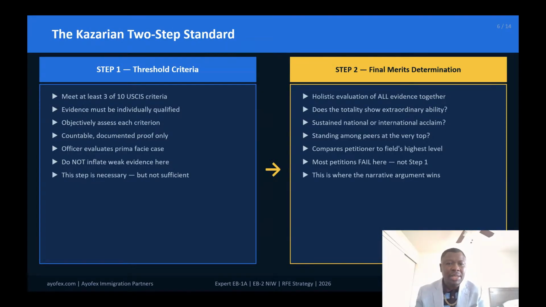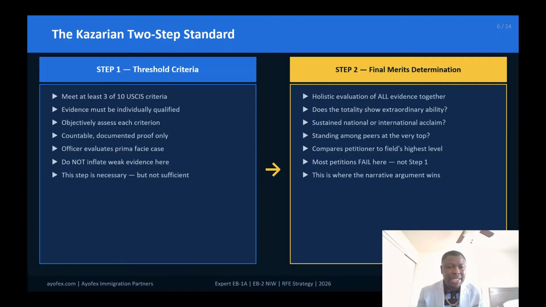Let's talk about EB-1. Now, as I said earlier on, if your profile is very strong and you believe that you have risen to the very top of your field, then I would like you to go for EB-1A. There are two steps in EB-1. The first step is the threshold criteria, and the second step is the final merit determination.